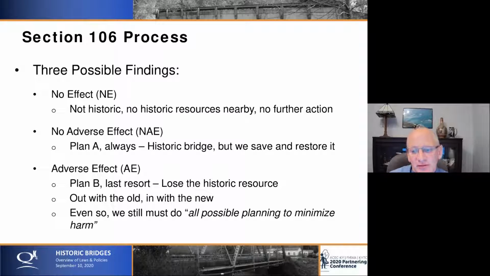We always want to save and restore our historic bridges, but sometimes we can't, and we lose the bridge, and we get an adverse effect. That's plan B, last resort. We lose our historic resource. The phrase "out with the old, in with the new" applies, even though that is sort of our last resort, right? But that is an option in the process. But even so, even when we lose our resource, we still have to do all possible planning to minimize harm.